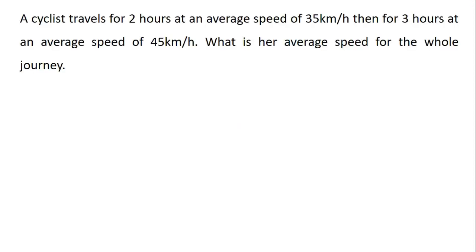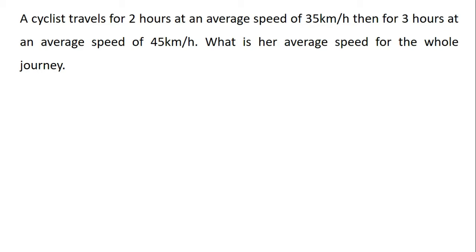The question for this video is: a cyclist travels for 2 hours at an average speed of 35 kilometers per hour. Then, for 3 hours at an average speed of 45 kilometers per hour. What is her average speed for the whole journey?